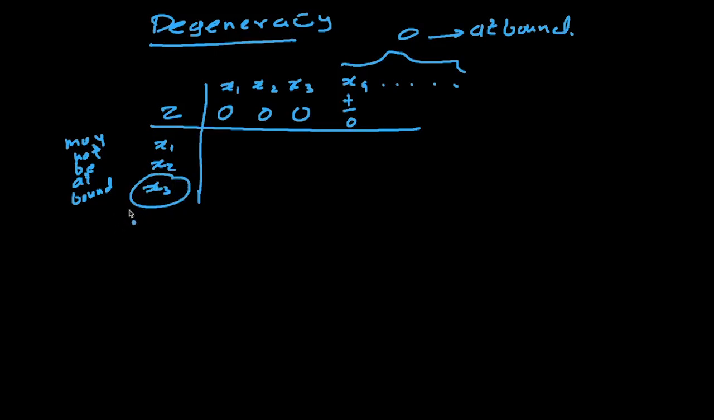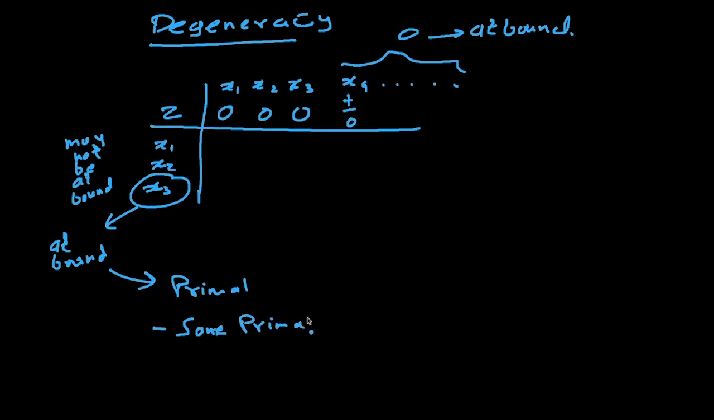So for example, let's say this one is at the bound, so then we can say that this table has some degeneracy, and this particular type of degeneracy is called primal degeneracy. Okay, so the idea is that we can take this variable out of the basis and put some other variable in the basis for it, and that will not affect anything, right? It will have the same primal solution, and obviously the same objective.